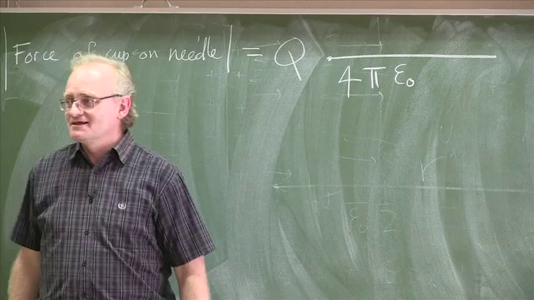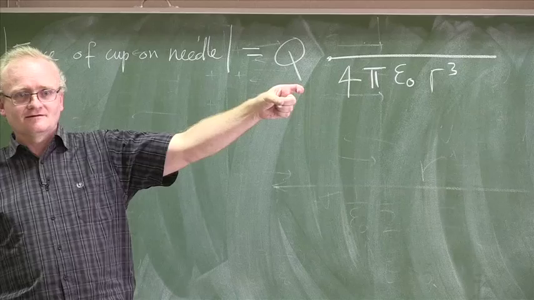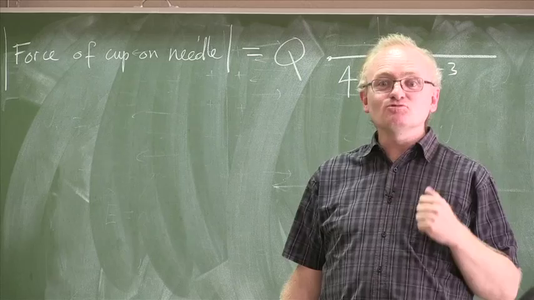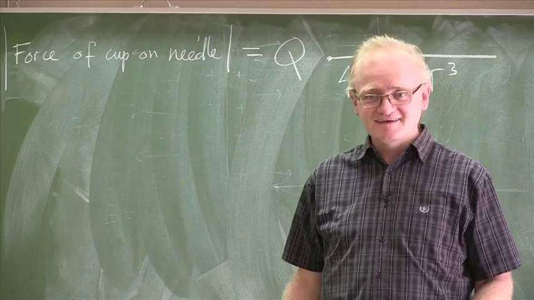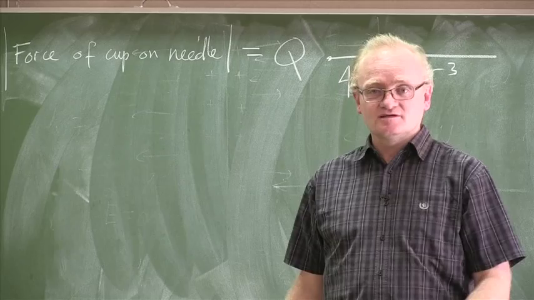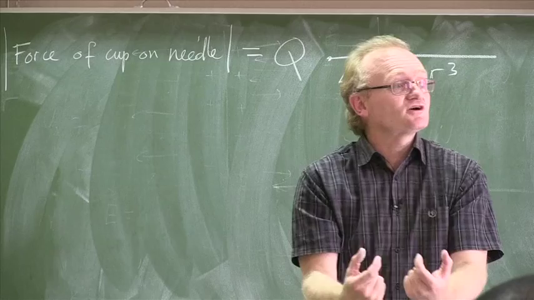R cubed. Are we sure it's R cubed? I thought the field falls off like R squared. Why is it R cubed? Hamid, it looks like you want to say something. Because when you calculate the points, it is not canceling each other. Good. We've got a plus charge and a minus charge. And they try to cancel. Yeah. They don't manage to cancel perfectly, but the 1 over r squared becomes a 1 over r cubed. Good.